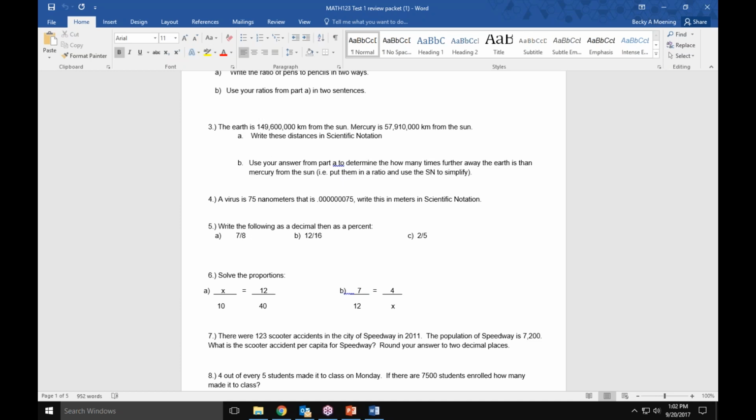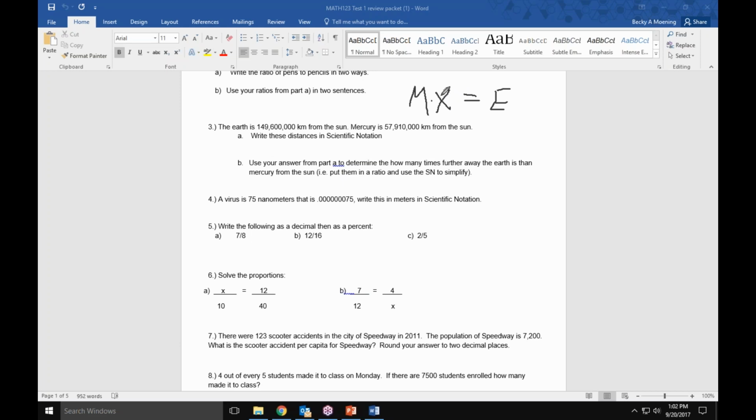So when it talks about how many times further away the Earth is than Mercury from the Sun, basically they're saying if we take Mercury, because Mercury is closer, Mercury times some unknown value, Mercury times X being the unknown, is going to give us Earth. So how many times further away is Earth? What is that value of X? What do you multiply Mercury by to get Earth?